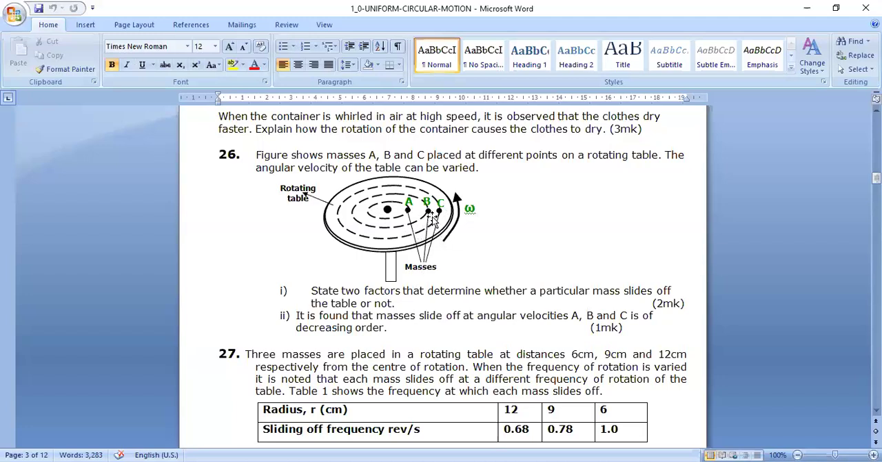Therefore, suppose now they are revolving at the same speed. Remember here the speed is the same. Therefore, C will need more centripetal force to maintain that track. A requires the least centripetal force to retain that circular path. So, as you explain, mention the amount of centripetal force required due to the difference in radius.